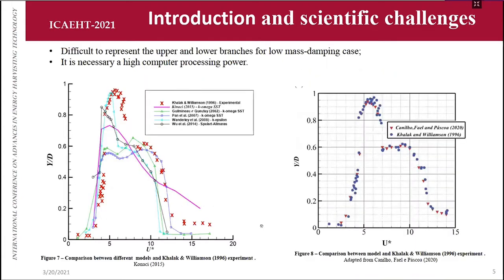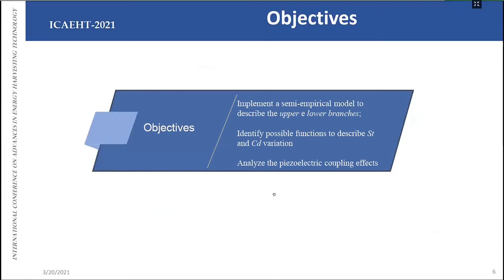As a scientific challenge, we observe that there is some difficulty, even when some authors use CFD, to represent the upper and lower branches for the low mass damping case. As you can see in figure 7, some authors can do it very well, as you can see in figure 8. However, in both cases, high computer processing power is necessary. So we try to implement a semi-empirical model to describe these complex behaviors, that is the upper and lower branches, identifying some possible functions to describe the Strouhal and the drag coefficient variation. And then we introduce a piezoelectric coupling and try to analyze what its effects are.